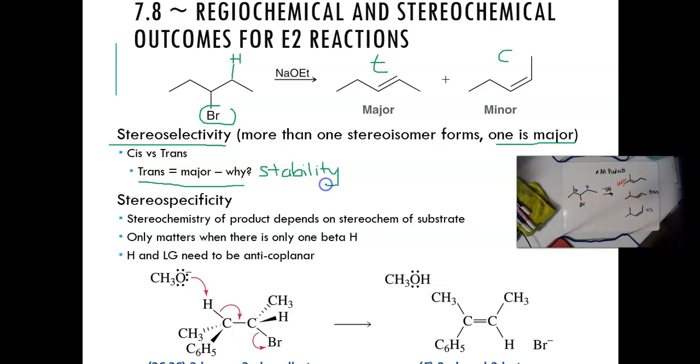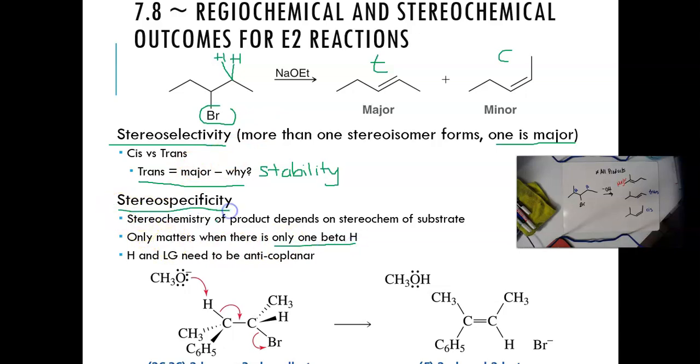Now there's not always more than one hydrogen to choose from. And when I'm saying more than one, I'm talking about the two hydrogens that are attached to that same carbon right there. So if we only have one to use, then our reaction actually becomes stereospecific.